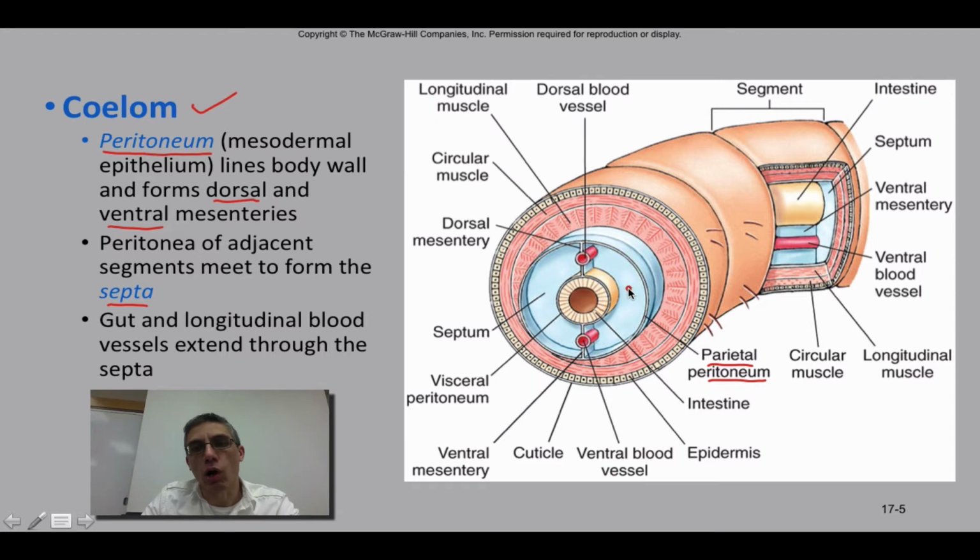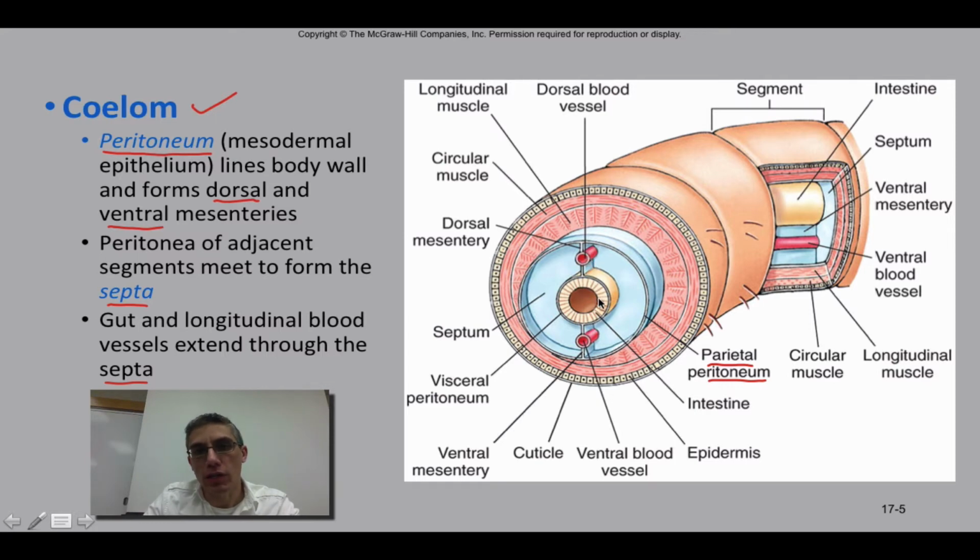There's going to be sort of like a wall, and that's going to be the septum that divides each of these different segments from each other. Now, the gut and the longitudinal blood vessels will extend through the septa. So as we said, you're going to find all of the major organ systems in most of the segments in these worms. And so all of those organ systems, whatever organs, whatever structures make up each of those systems, need to pass through that septum.